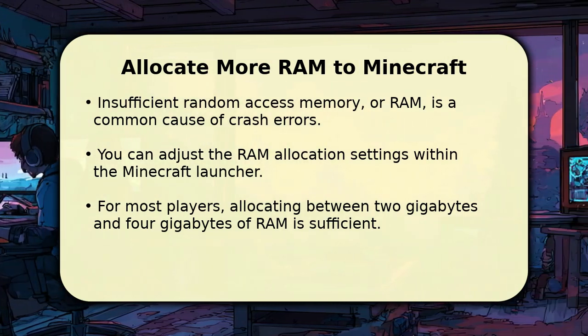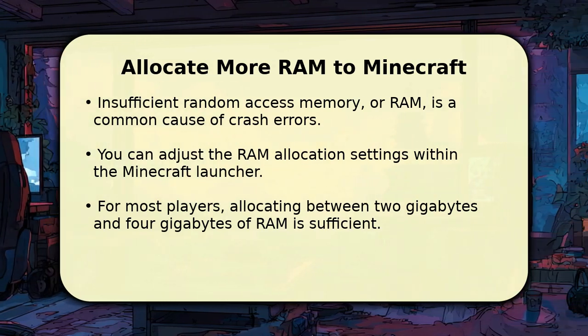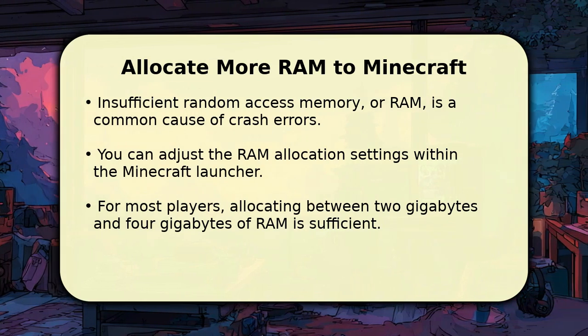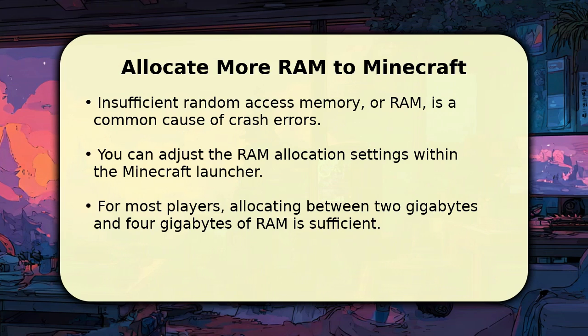Change the Xmx value to reflect your desired RAM allocation. For instance, 4G for 4 GB. Most users find 2 GB to 4 GB to be a good range.